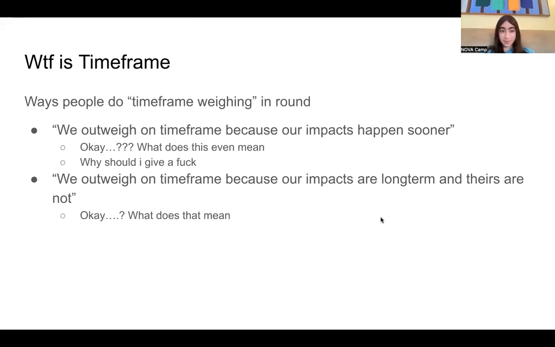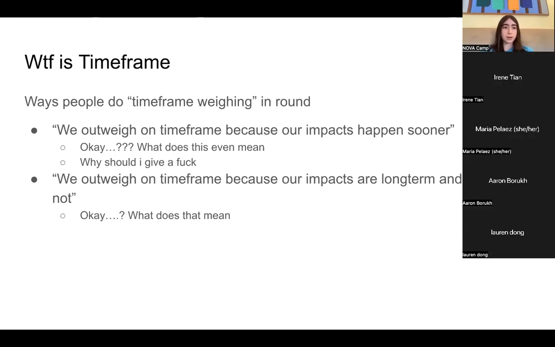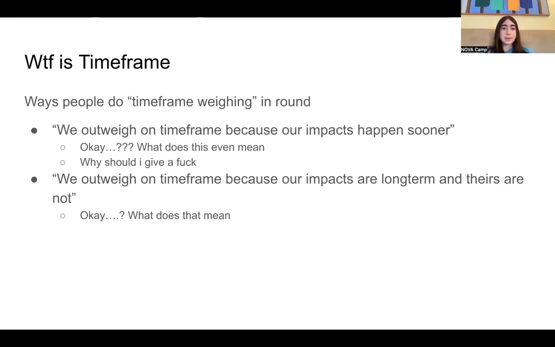What the fuck is time frame? I think the way people do time frame weighing is underwarranted and underdeveloped. And so we're going to talk about how to make that better. So here are some ways that people do time frame weighing. Sometimes I'll hear we outweigh on time frame because our impacts happen sooner. Okay, cool. Yours happens sooner.